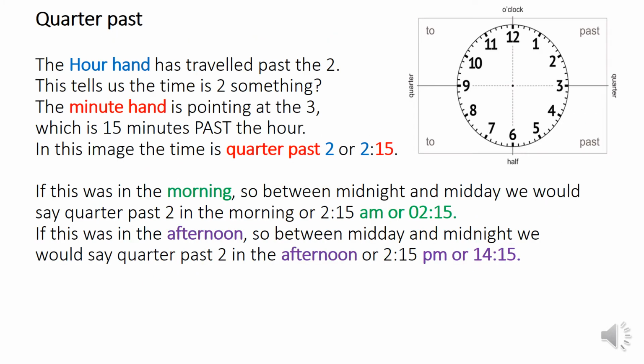Quarter past. The hour hand has travelled past the 2, which tells us it's 2 something. The minute hand is pointing at the 3. As you can see from the word there, quarter, on the right hand side, so quarter past 2. How many minutes is that?